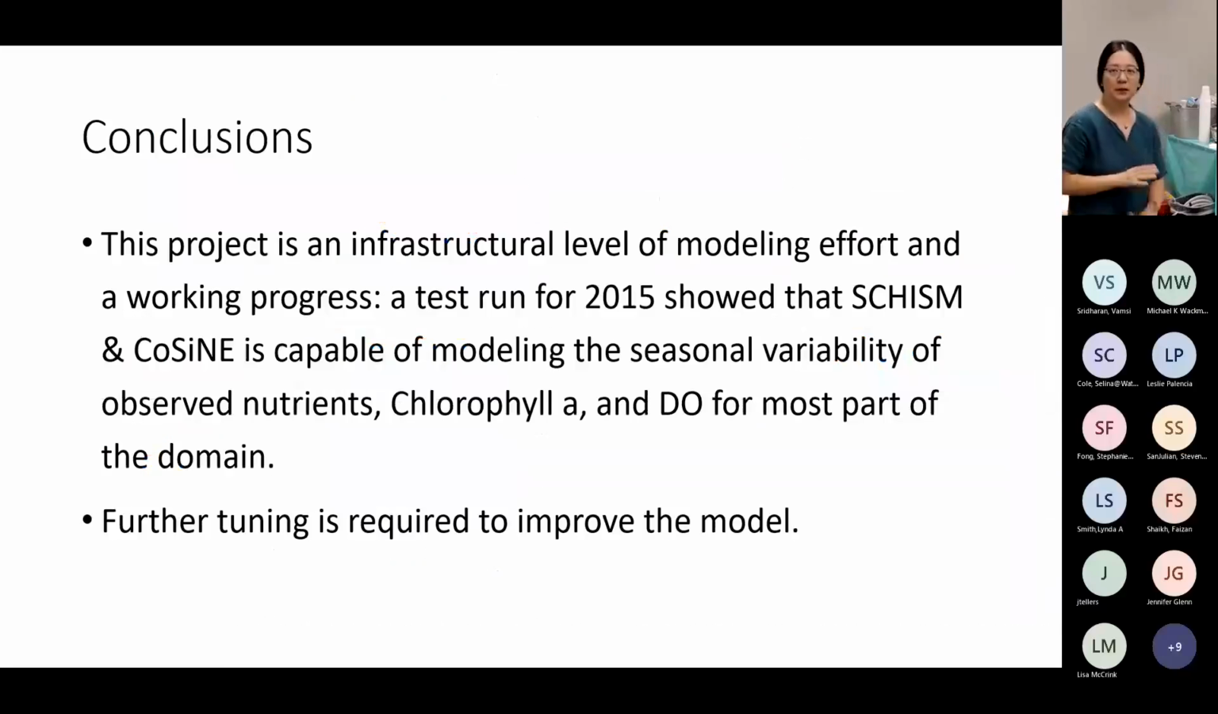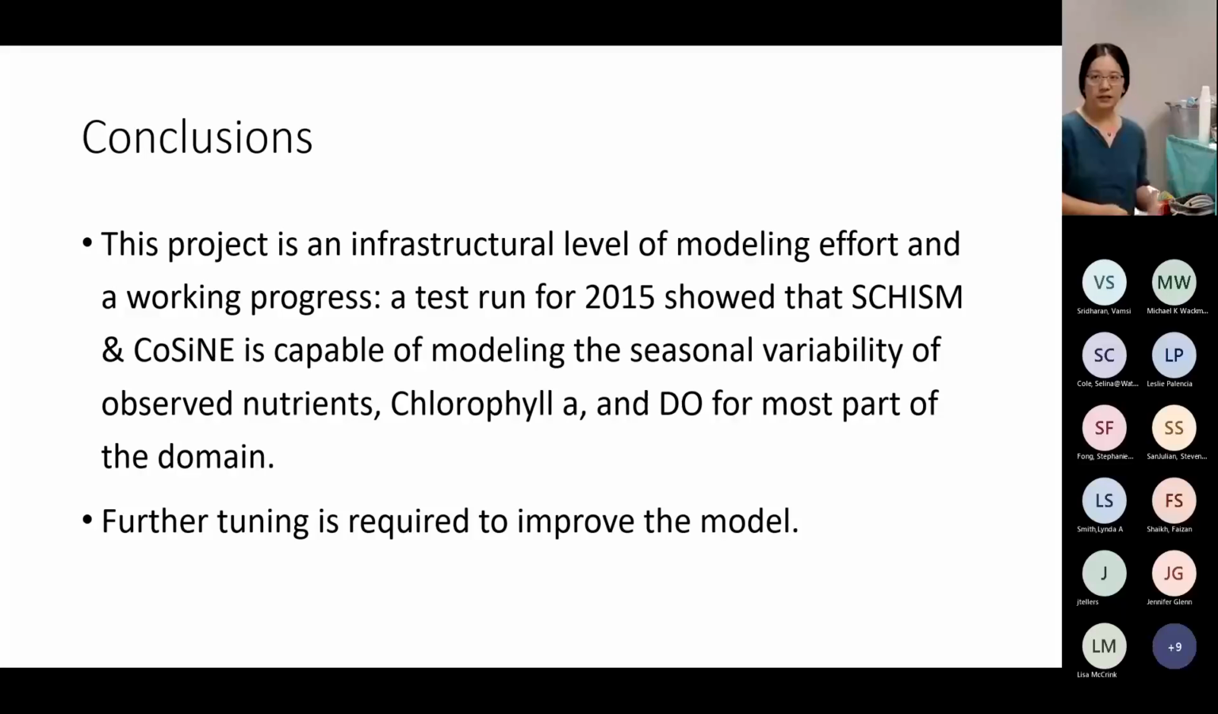So, conclusion. So far, the model development has only been going on for 1 year for this particular project, and this is very much an infrastructure-level modeling effort. We're building the capacity to do the work, and we're not trying to calibrate for a particular year or for a particular project.